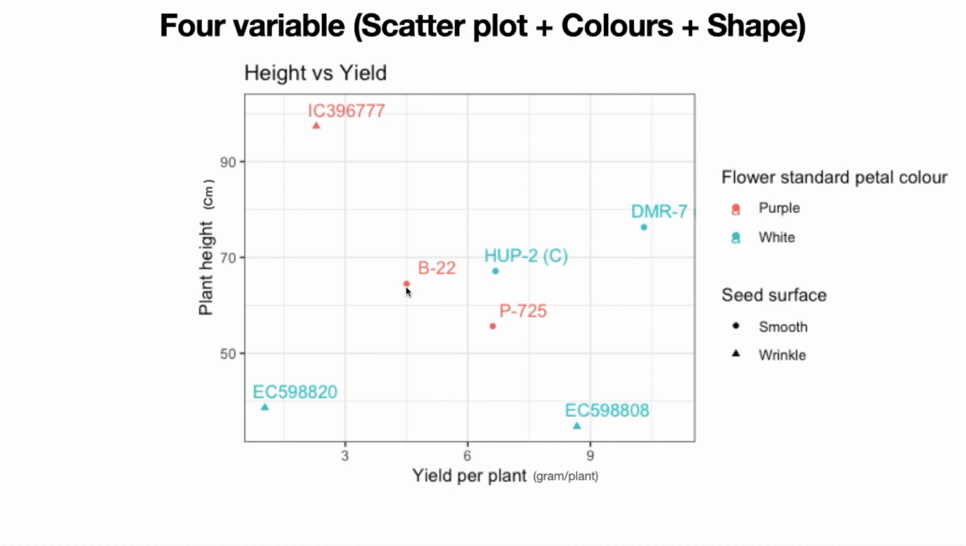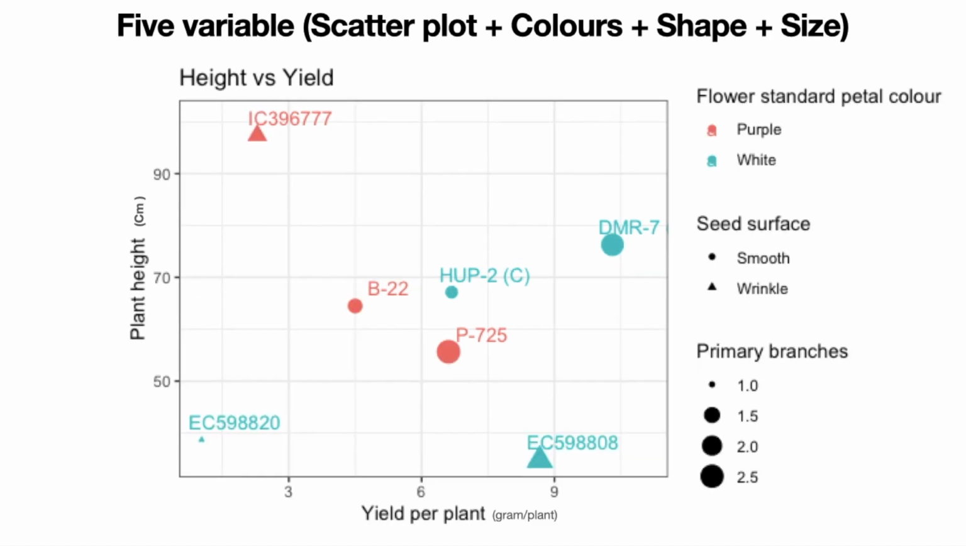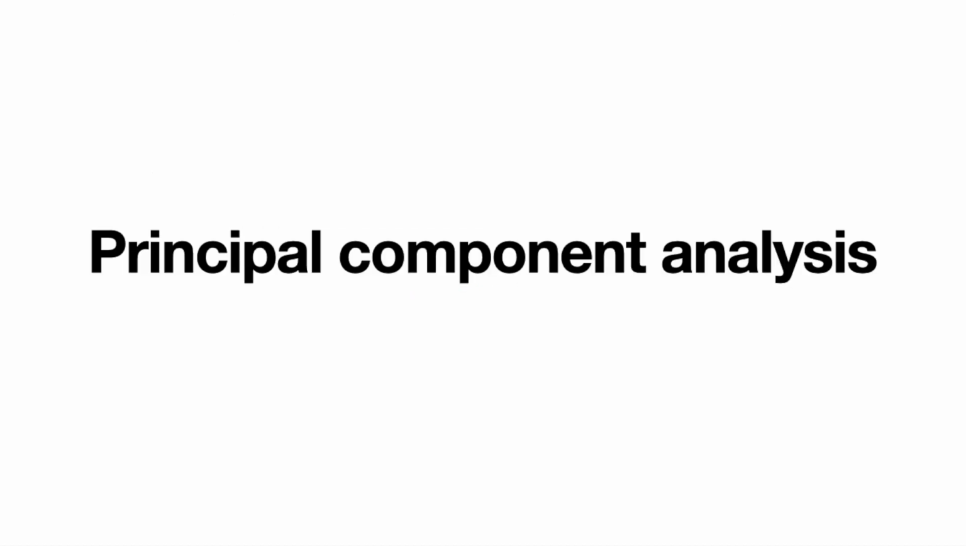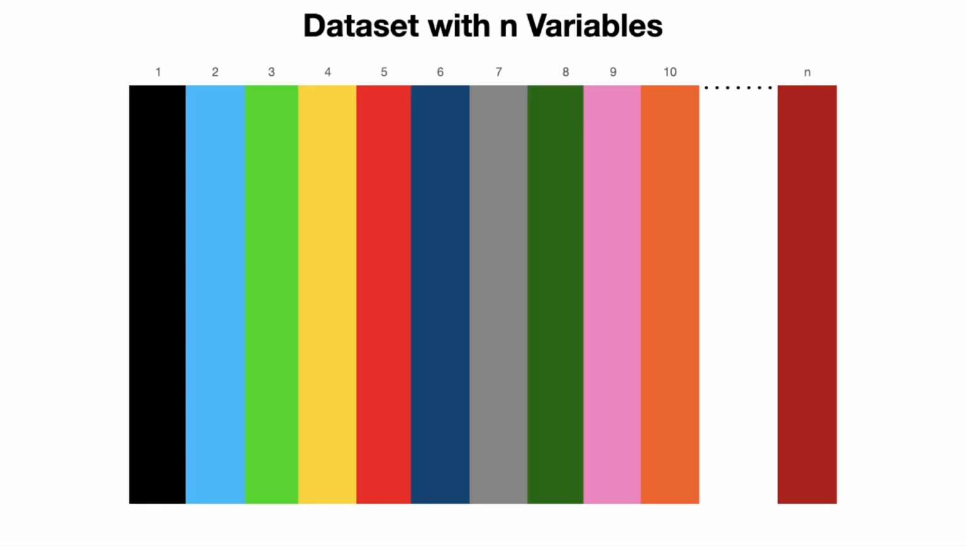When we try to add a numerical variable, that is the time when the graph seems tough to interpret. Here you can see I have added an additional variable, primary branches, with the help of an additional identifier, the size. So how can you get the value of the primary branches just by looking at the size? Here it is okay because we have a small number of genotypes, and this logic won't help when we have more variables or more individuals. So that is where principal component analysis comes in. So how is it going to reduce the number of variables? Consider this is a dataset with n number of variables.